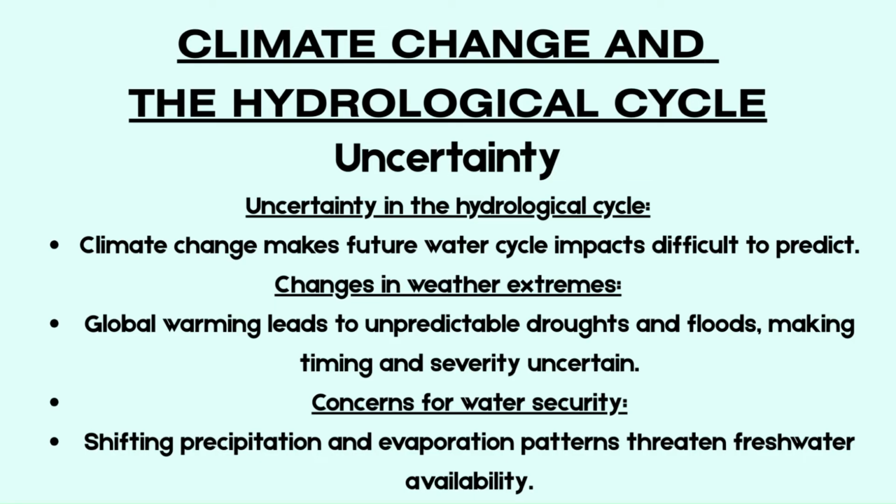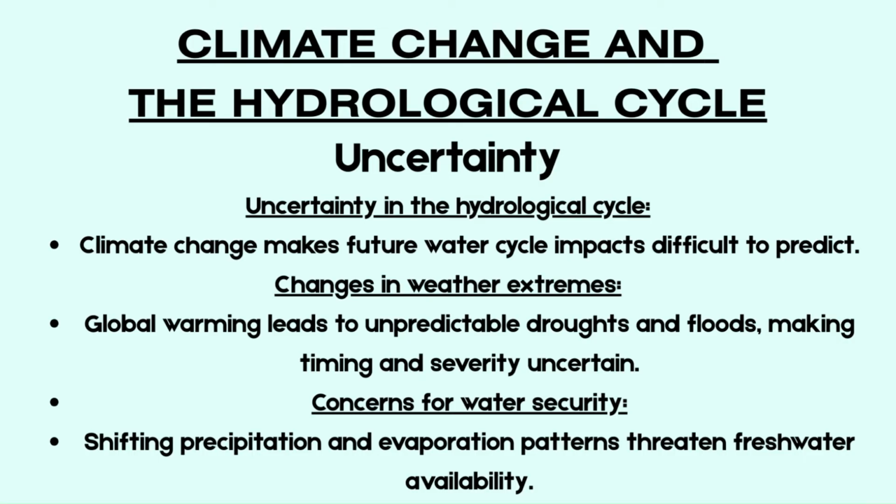One of the most challenging aspects of climate change is the uncertainty it brings to the hydrological cycle. While we can observe trends, the exact future impacts are difficult to predict. ENSO cycles are expected to become more intense, with the risk of severe droughts and floods increasing. Global warming is also leading to changes in weather extremes, making it harder to predict when droughts or floods will occur and how severe they will be.